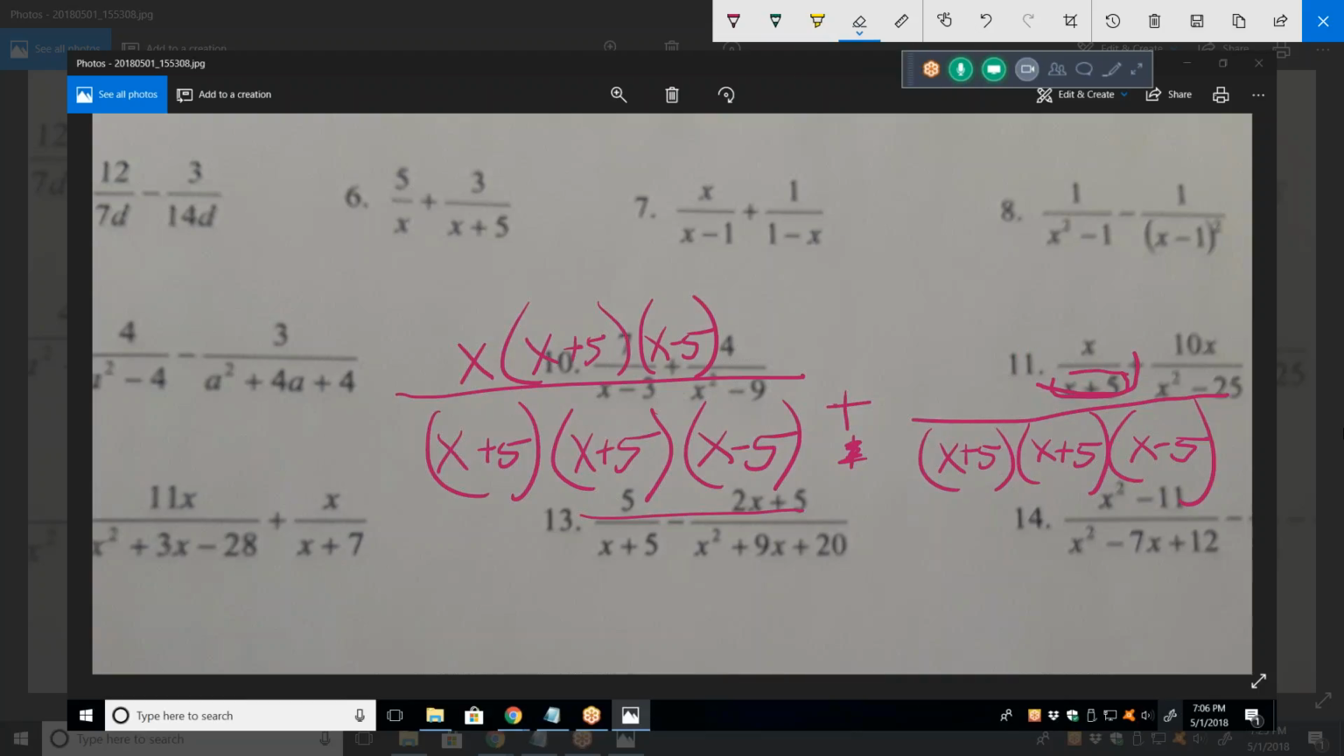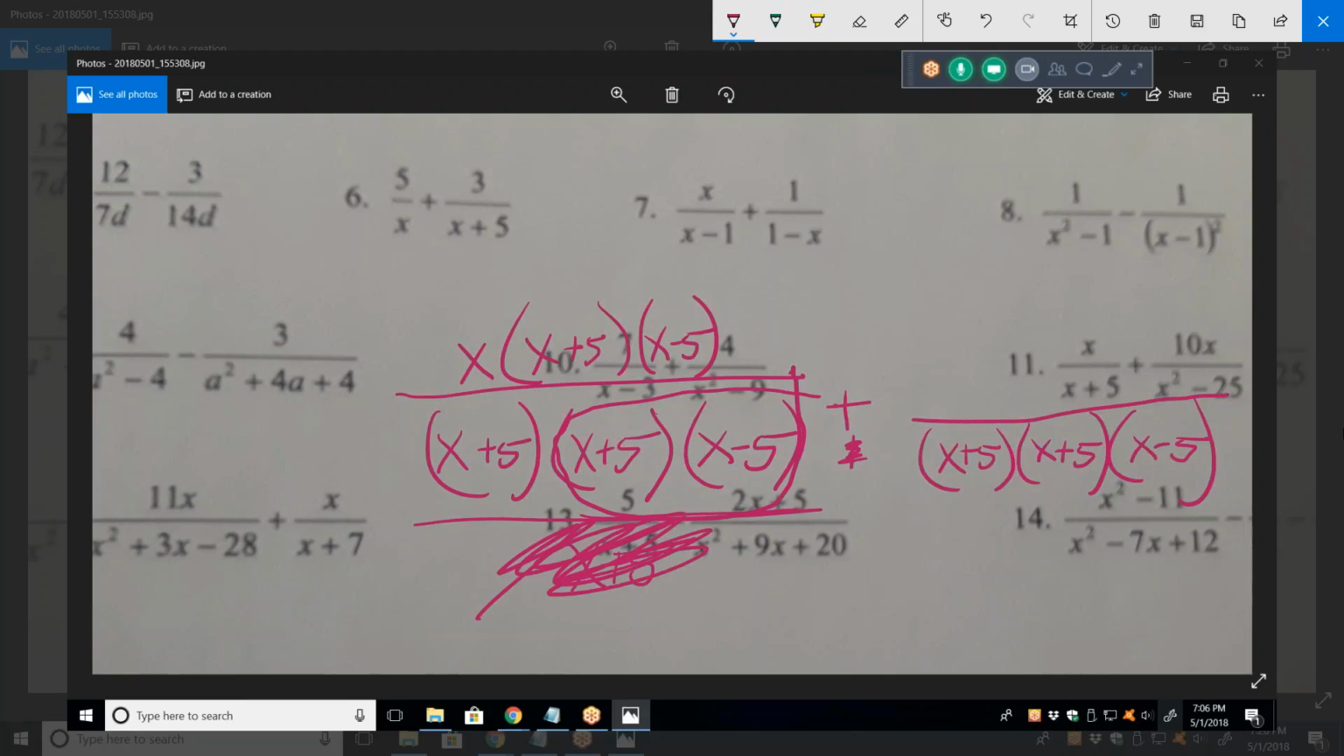Okay? But here's what I did. I want you to understand there's a more methodical way to do it. I took my common denominator, this thing right here, and I divided it by x plus 5. Well, what do you get when you do that? You get that. Now I multiply that by whatever was in the numerator, in this case x. So that's how I got that. And that's how you do it always.